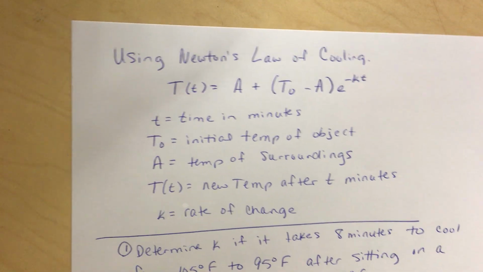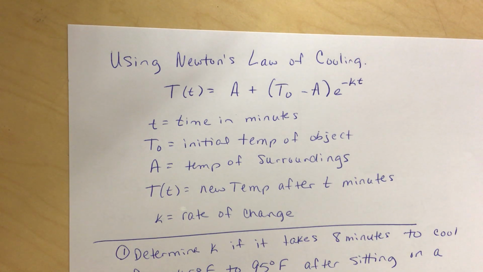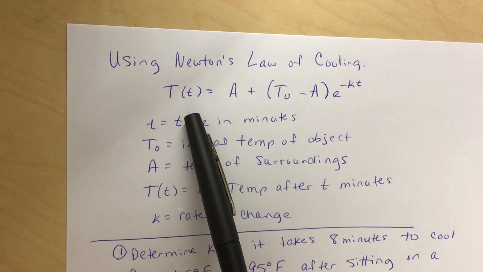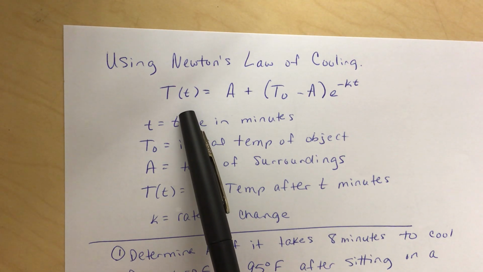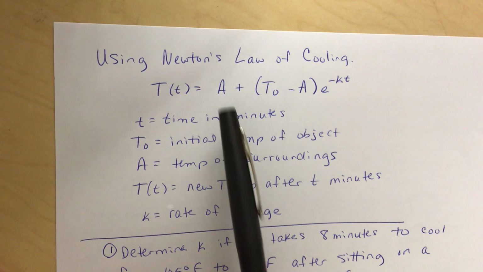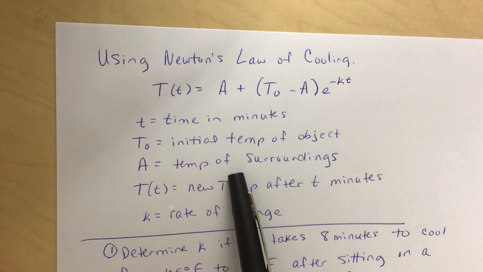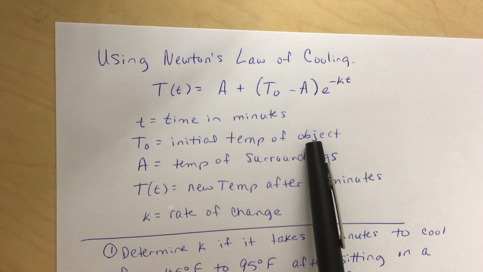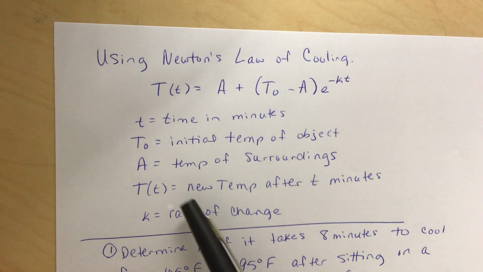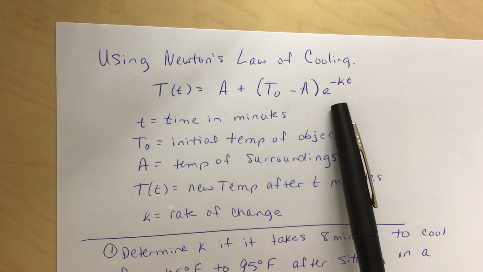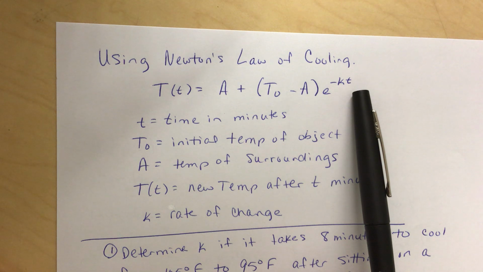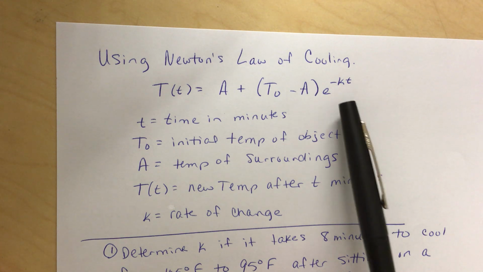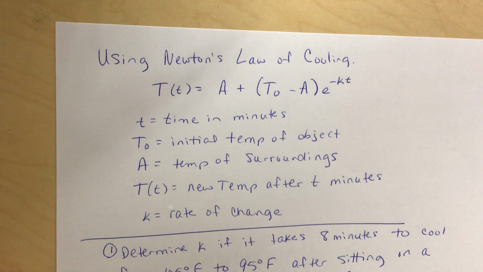Okay, in this video, I'm going to show you how to use Newton's law of cooling, which is this equation right here. So the equation is T of t, which is just like f of x. So the temperature that depends on time t is equal to A, where A is the temperature of the surroundings, plus T sub 0, which is the initial temperature of the object, minus A, again the temperature of the surroundings, times e to the negative kt, where t is time in minutes, and k is your rate of change.